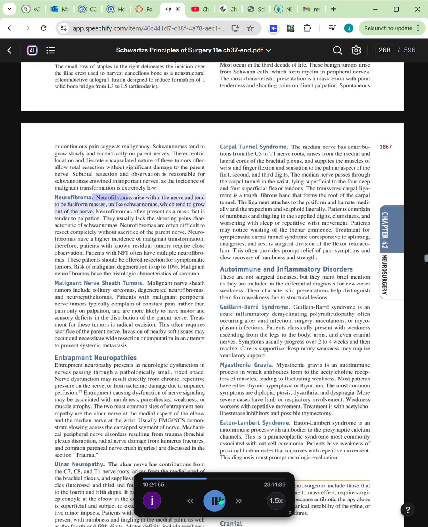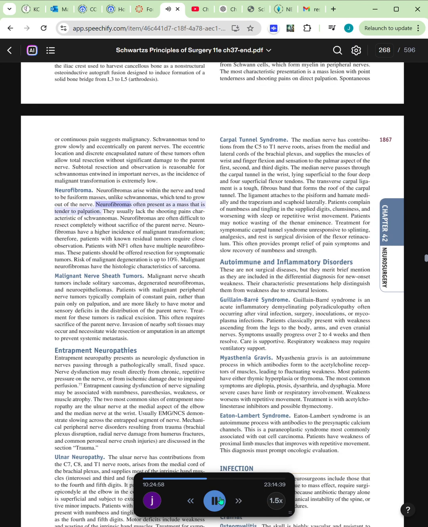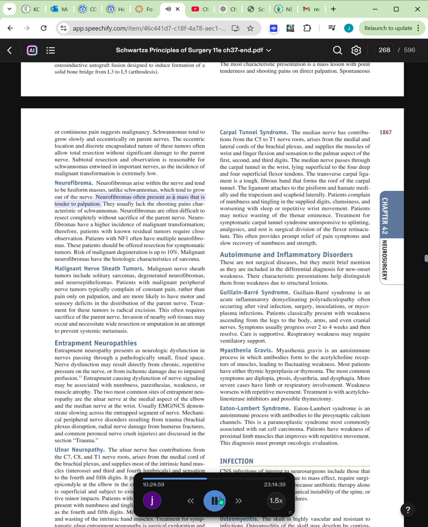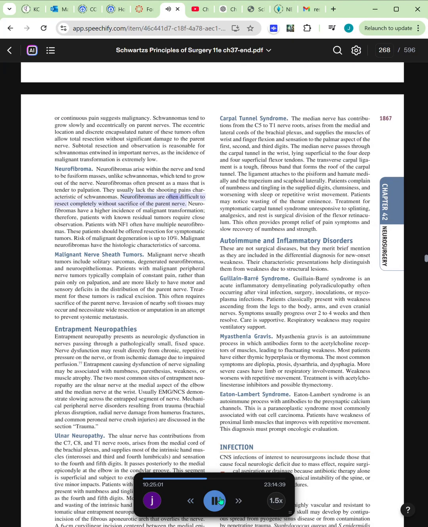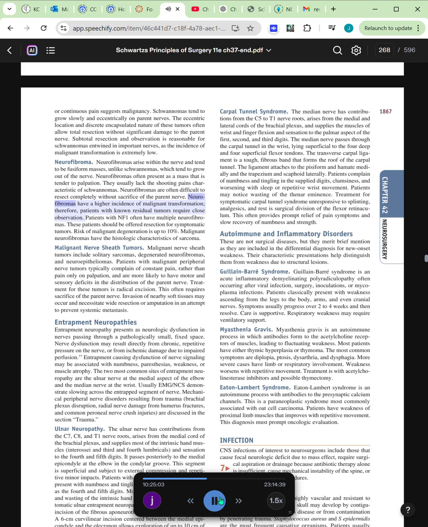Neurofibroma. Neurofibromas arise within the nerve and tend to be fusiform masses, unlike schwannomas, which tend to grow out of the nerve. Neurofibromas often present as a mass that is tender to palpation. They usually lack the shooting pains characteristic of schwannomas. Neurofibromas are often difficult to resect completely without sacrifice of the parent nerve. Neurofibromas have a higher incidence of malignant transformation. Therefore, patients with known residual tumors require close observation.